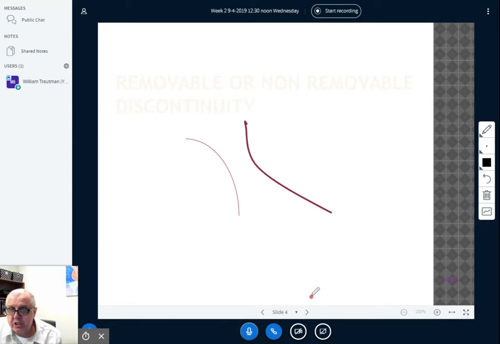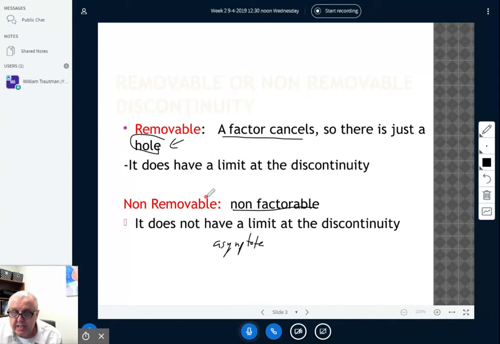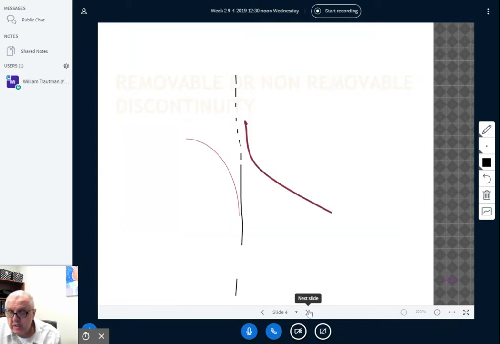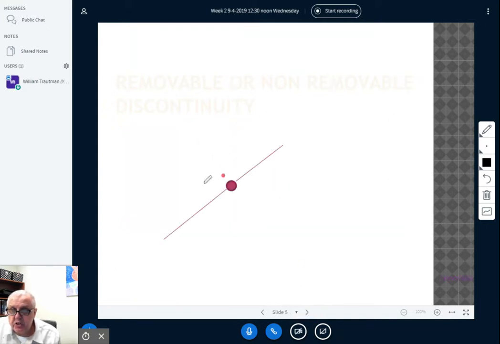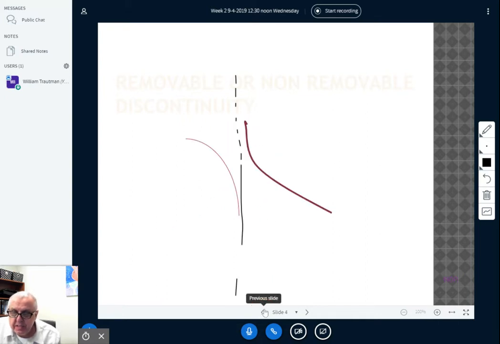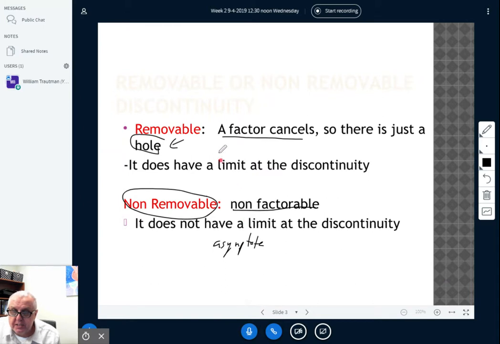So let's take a look at a couple of them. If you look at this function here, it has an asymptote that goes right through it. So this is a non-removable discontinuity. In this function, if you can see it, that's actually a hole. If we have a hole, then it's a removable discontinuity.